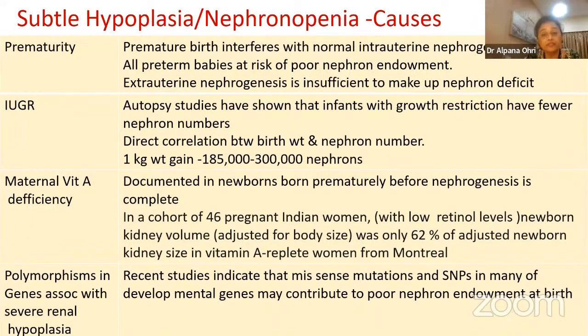Maternal vitamin A deficiency. It has again been proven that women who have vitamin A deficiency give birth to children who have fewer nephrons than those born to vitamin A replete mothers. This was demonstrated in a cohort of Indian women vis-a-vis women from Montreal, and Indian women who had low retinol levels gave birth to children who had 62% of the kidney size of their Montreal counterparts.